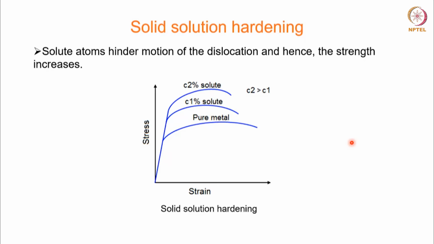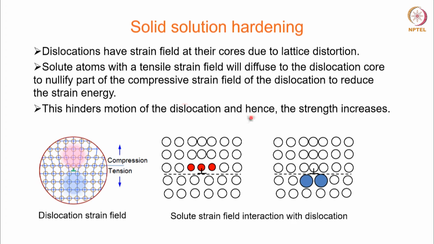But we still need to understand what exactly happens when the solute atoms diffuse to the dislocation core. I mean, you need to understand what kind of interactions will take place between the solute atoms and the dislocations, which will ultimately lead to restriction to dislocation motion. So let us try and understand that. That's the second part of this particular mechanism, as to how the solid solution strengthening takes place.